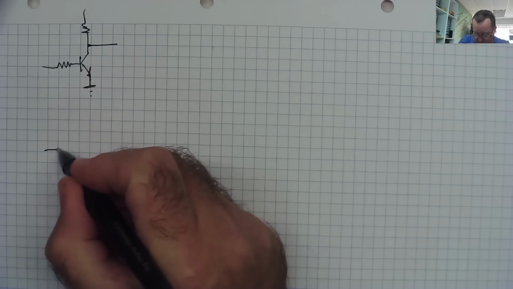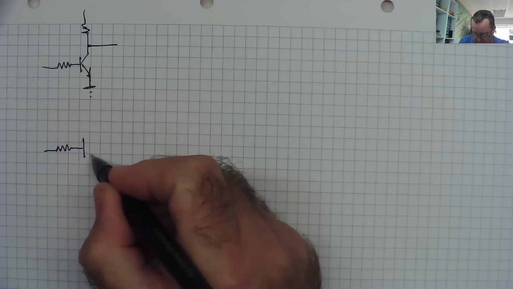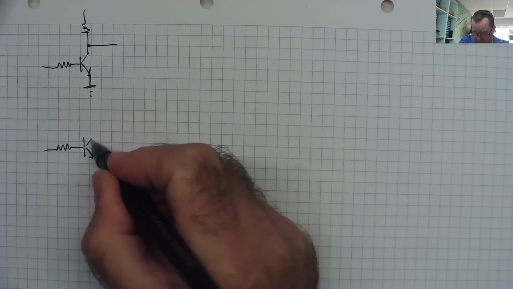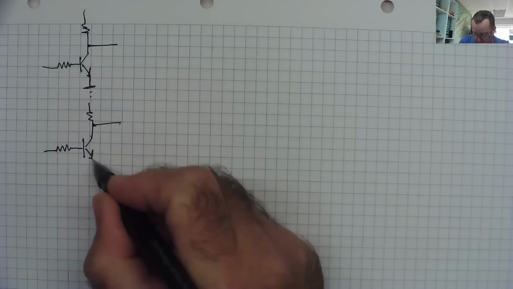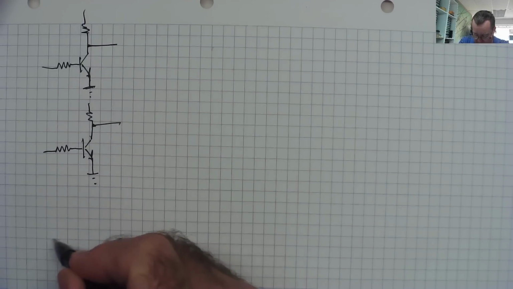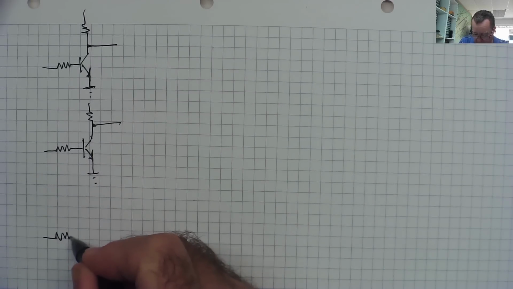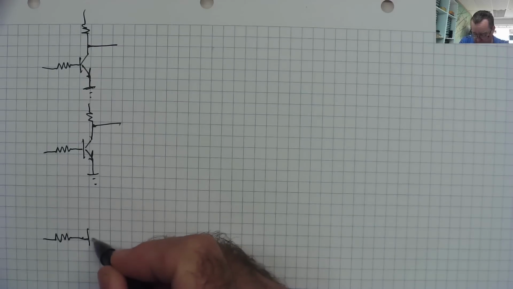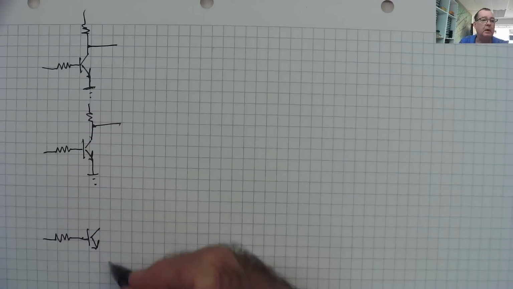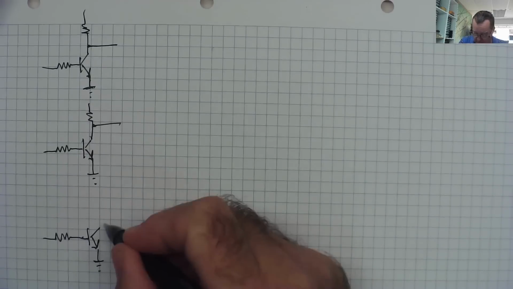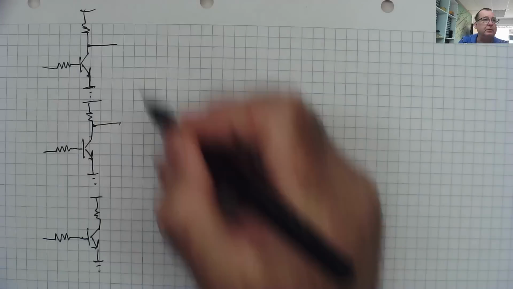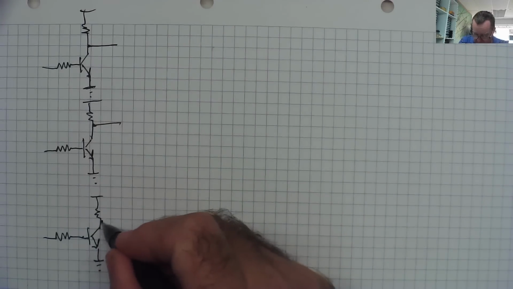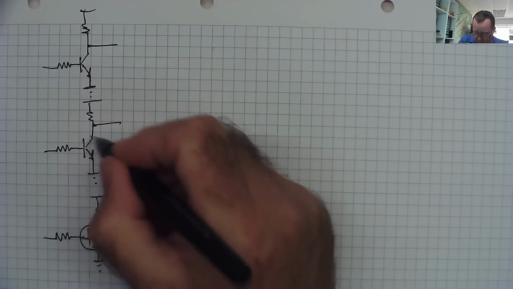So let's have, as I mentioned, 3 of these circuits. Another one, put a resistor here, output, ground, and we'll have a third one. Ground, resistor up to here. This is your supply voltage, and this is your output. And we have 3 transistors.